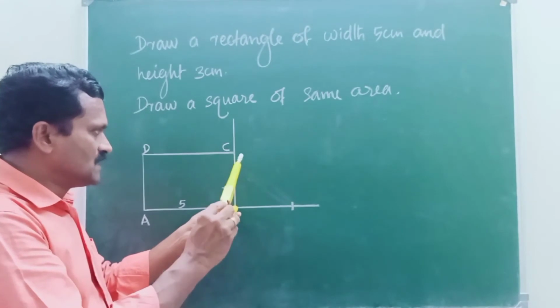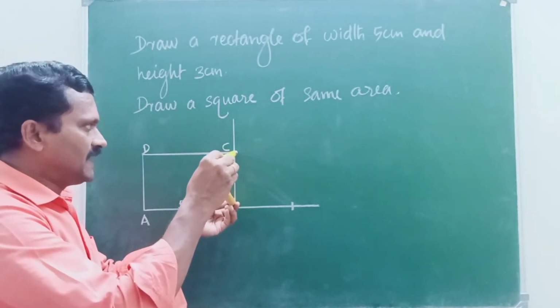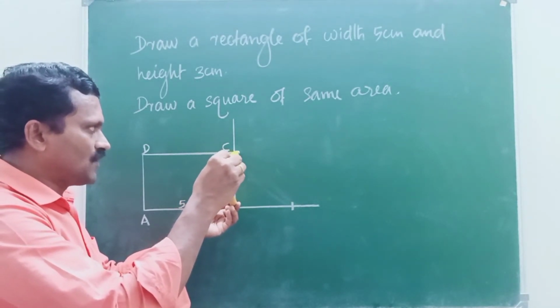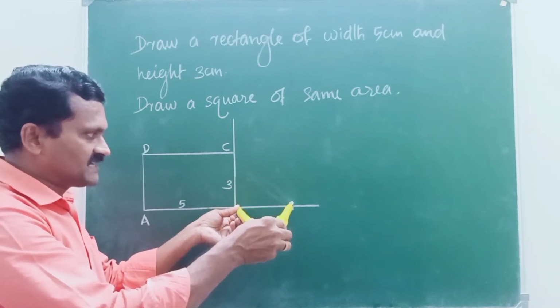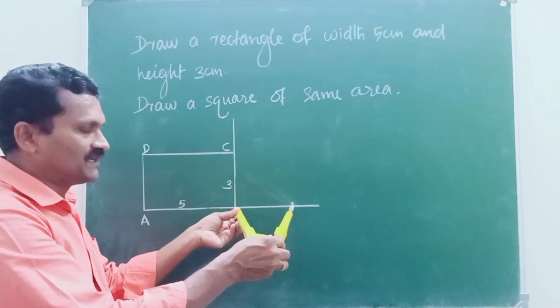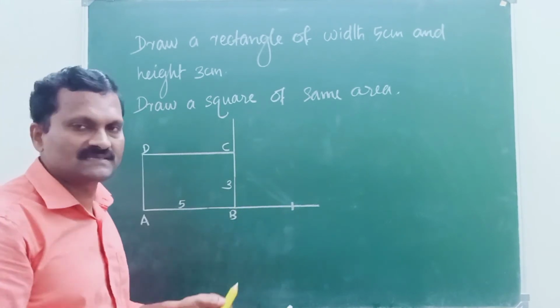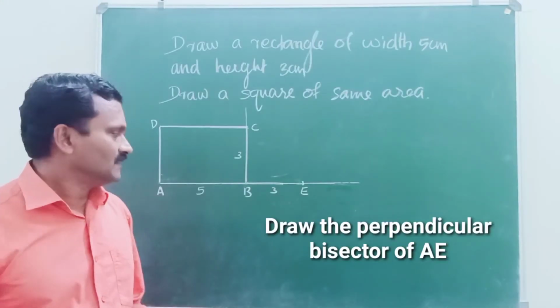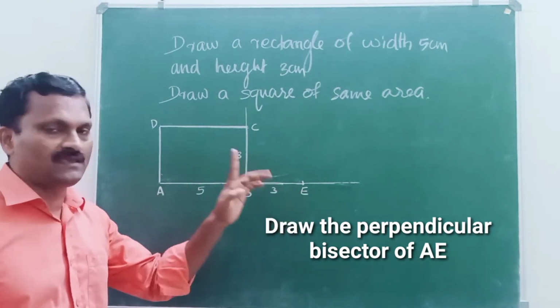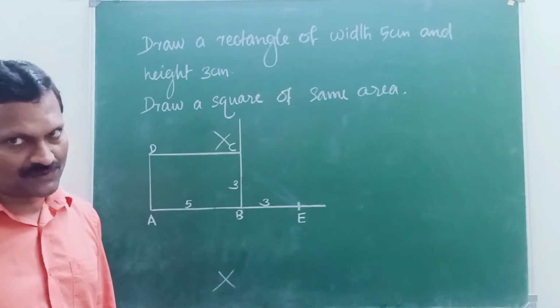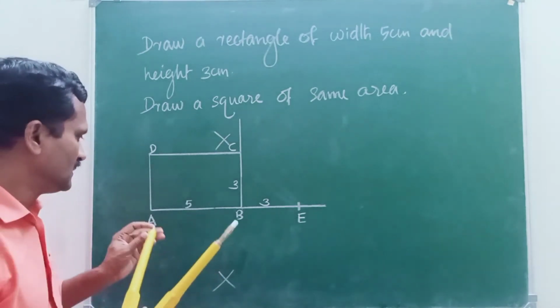For easiness, put the compass at B and take the length BC on compass, smoothly move the compass to the extended line and mark the point. It is taken as E. Draw the perpendicular bisector of AE. How to draw the perpendicular bisector?